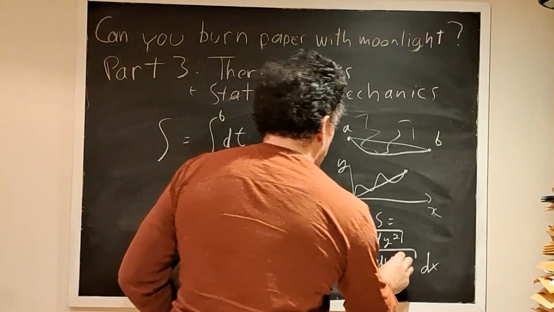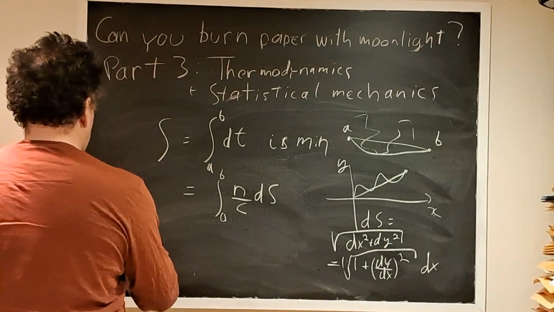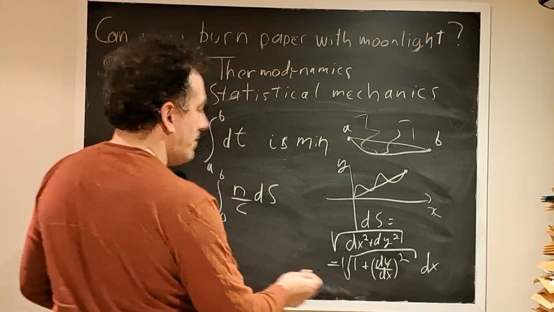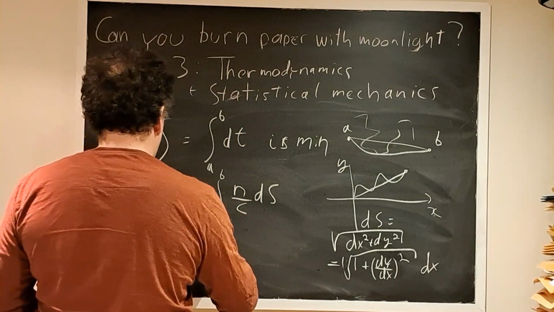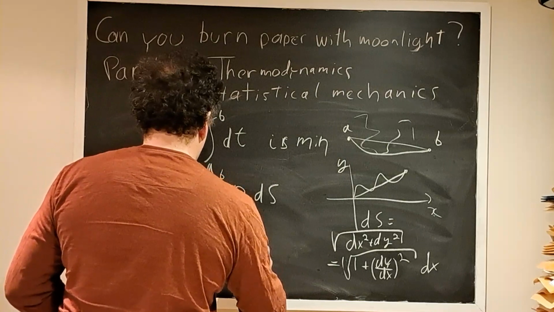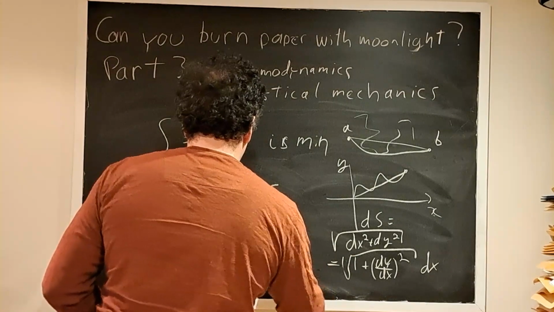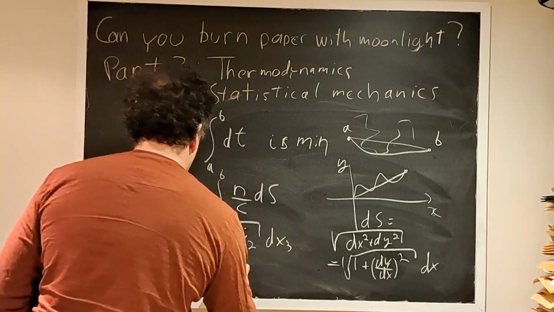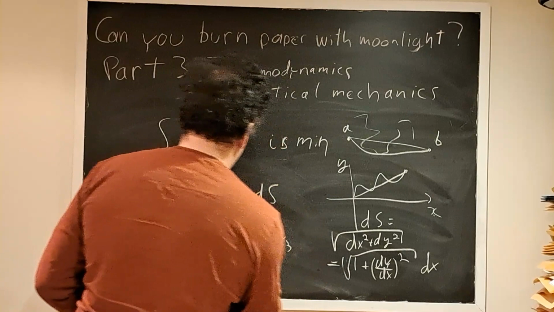So now what we can do, if we generalize to more dimensions, is say that this is equal to the integral of 1 over c, n, the square root of 1 plus x1 dot squared plus x2 dot squared, dx3, where the dot notation refers to the derivative with respect to x3.